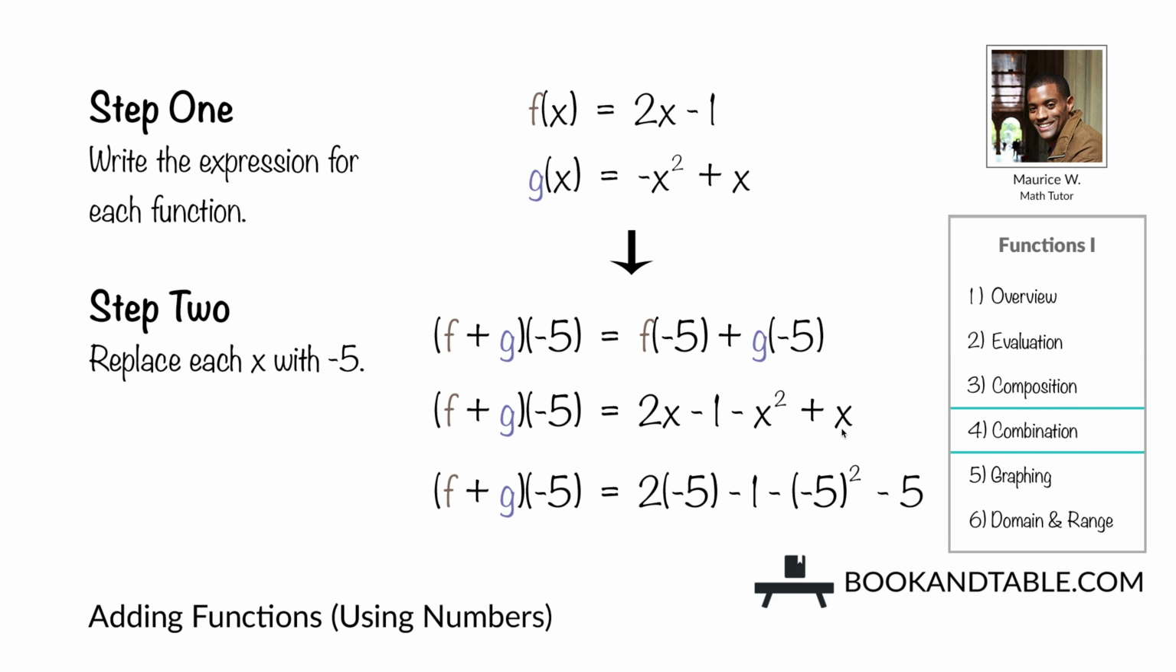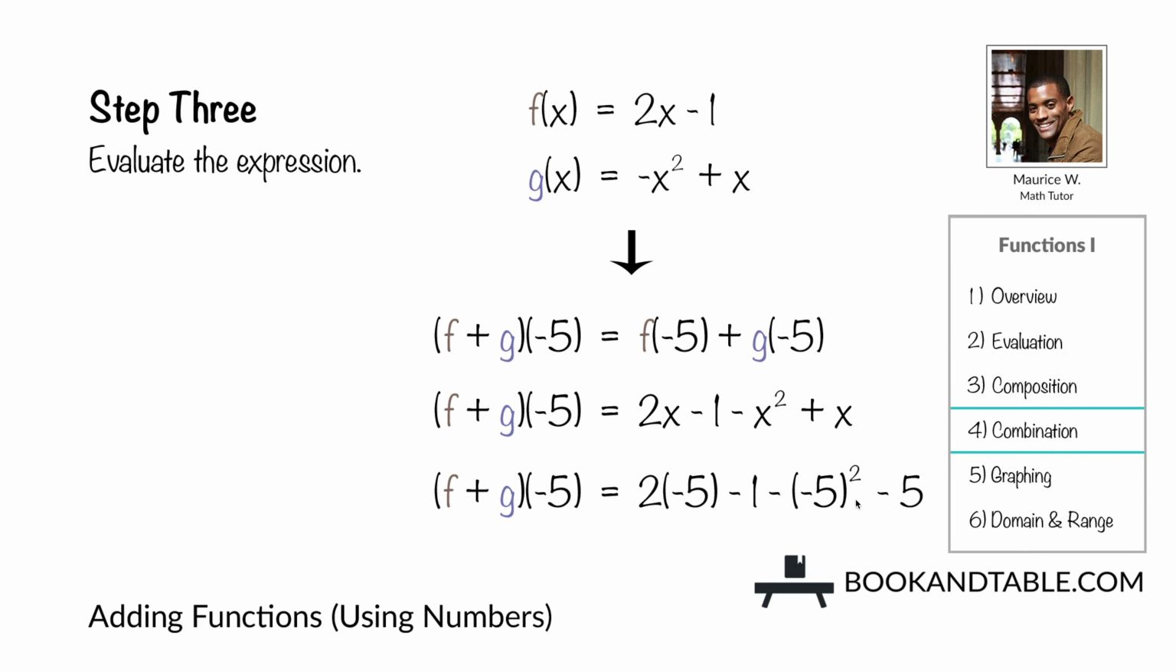And once we do so, we get f plus g of negative 5 is equal to 2 times negative 5 minus 1 minus negative 5 squared minus 5. And the last step, we evaluate the expression, giving us 2 times negative 5, which is negative 10, minus 1 minus 25 minus 5.